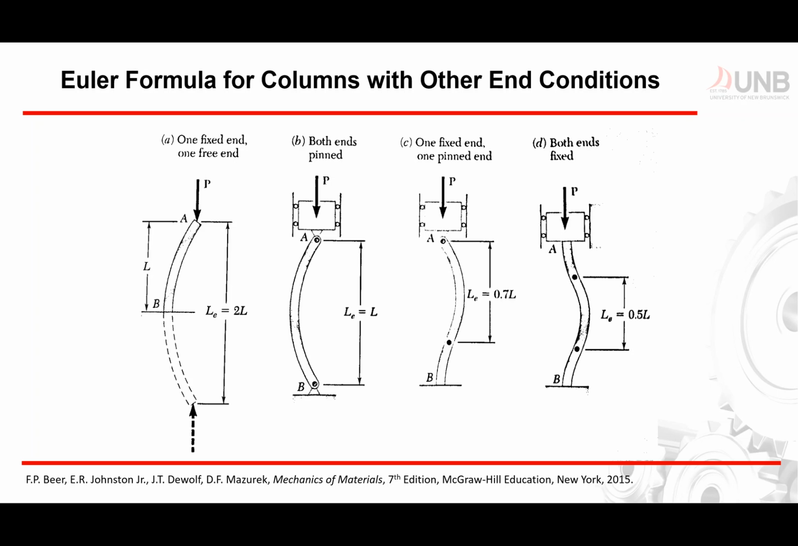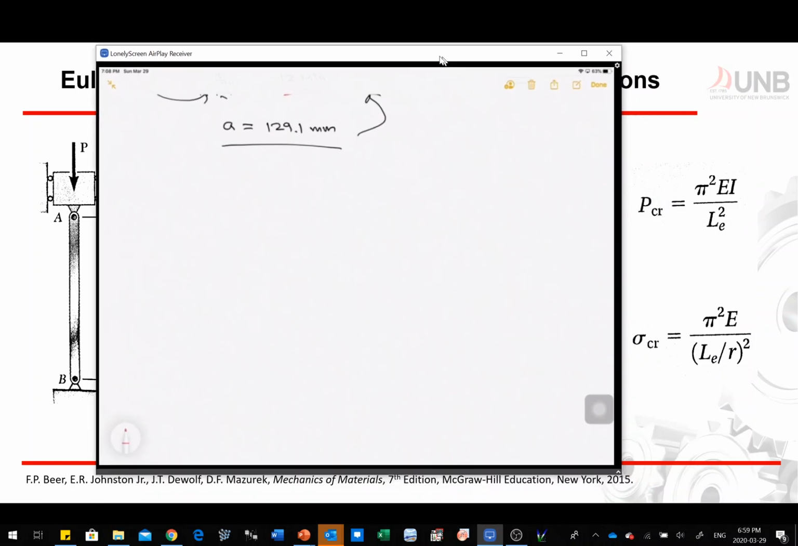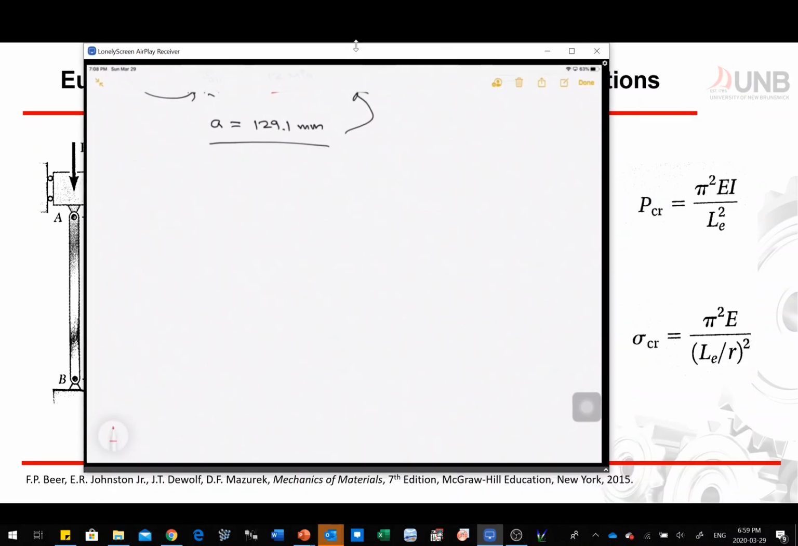And what do we mean by effective length? If we go back to our equation of your PCR, or critical load to buckle your column, you can change your L into L sub E. So now you have your PCR is equal to pi square EI, and instead of L, we change now to LE square in order to account for all support reactions.